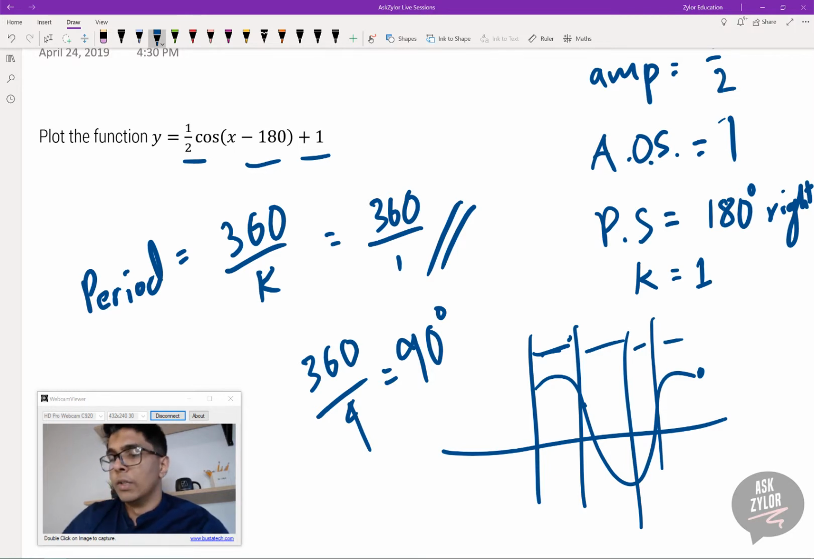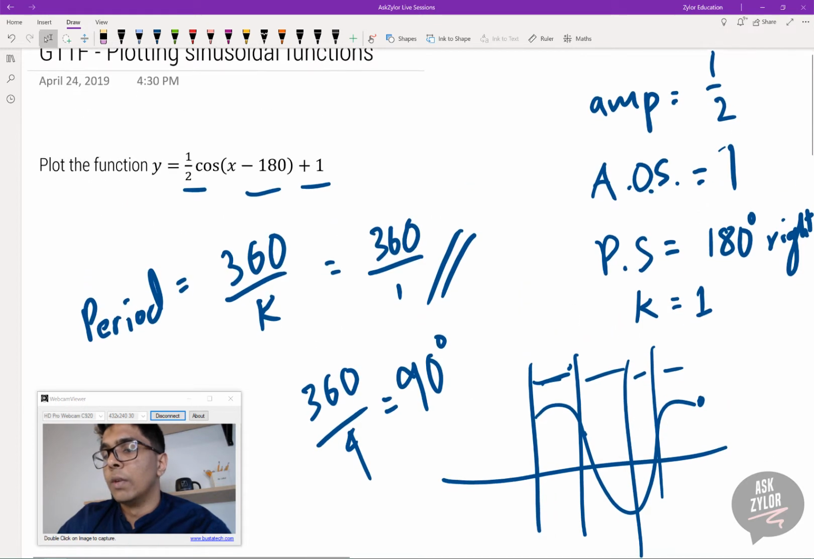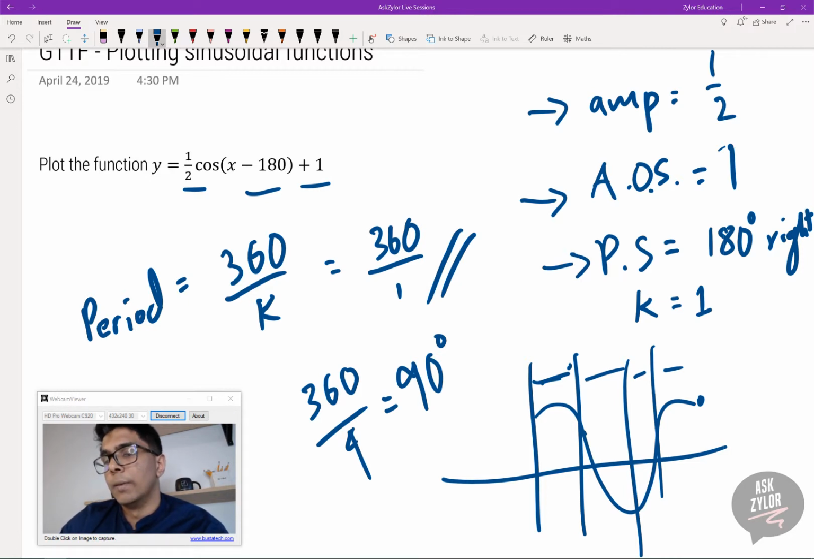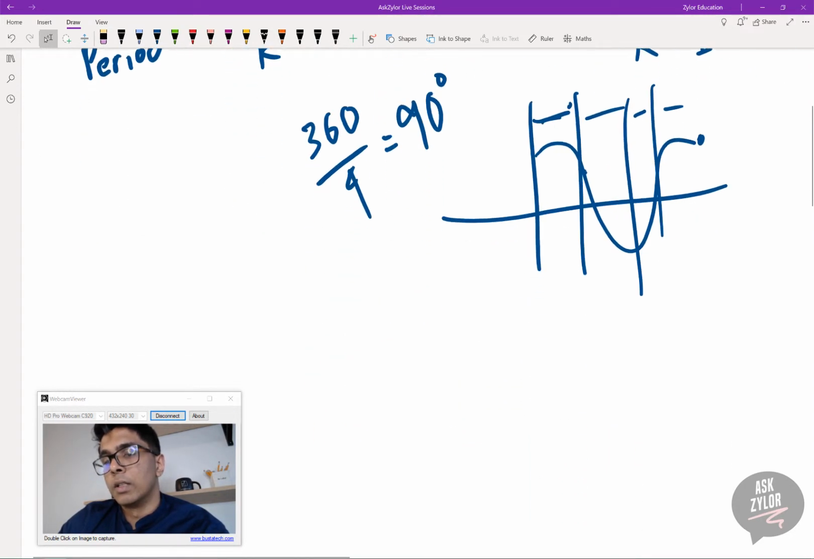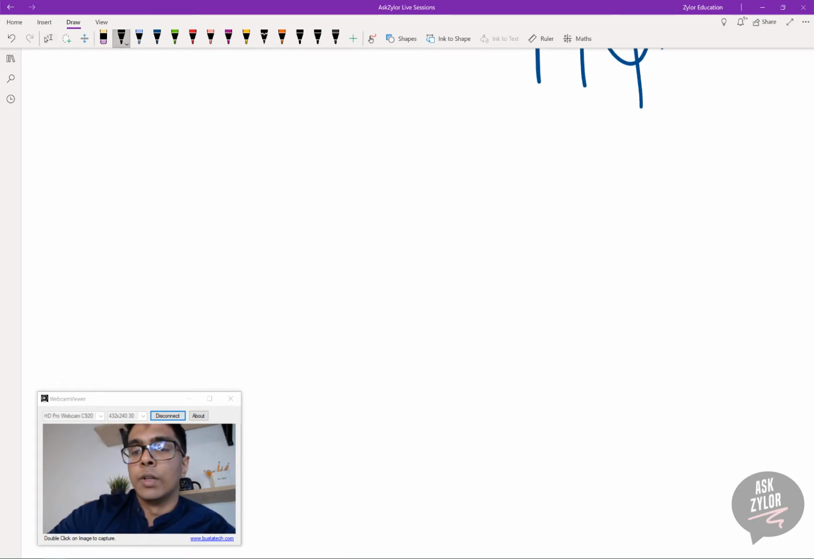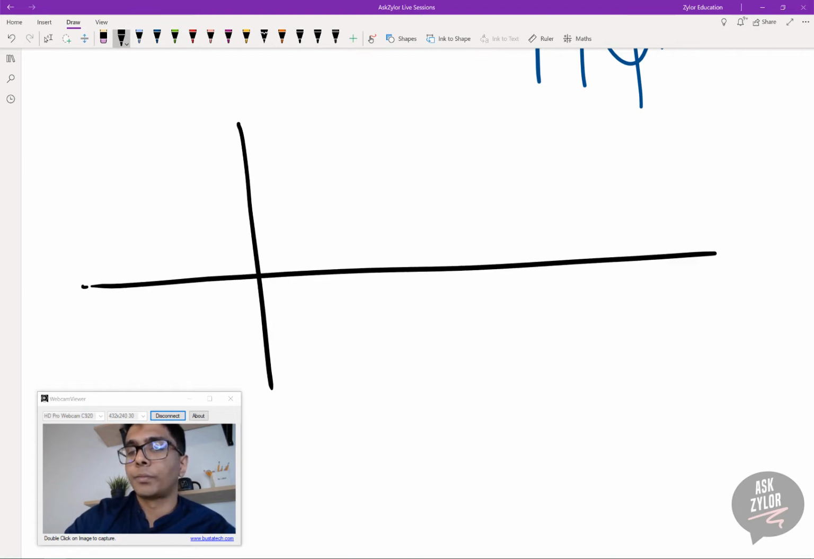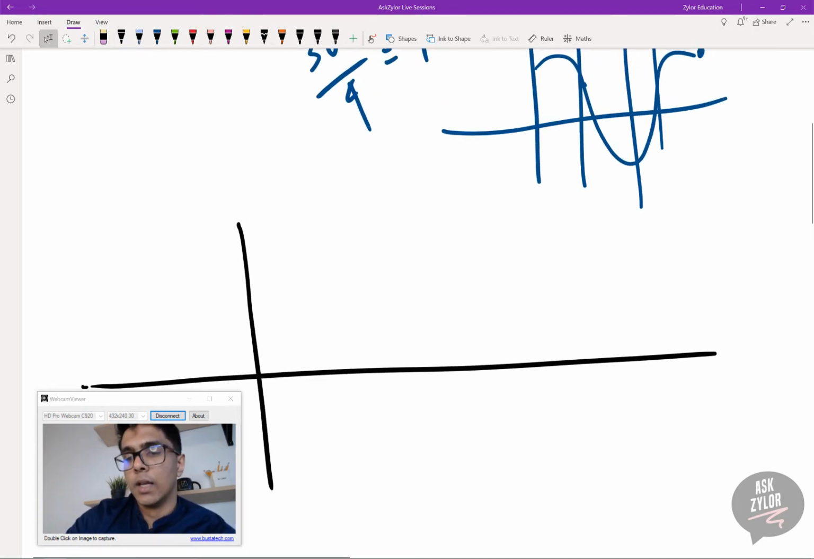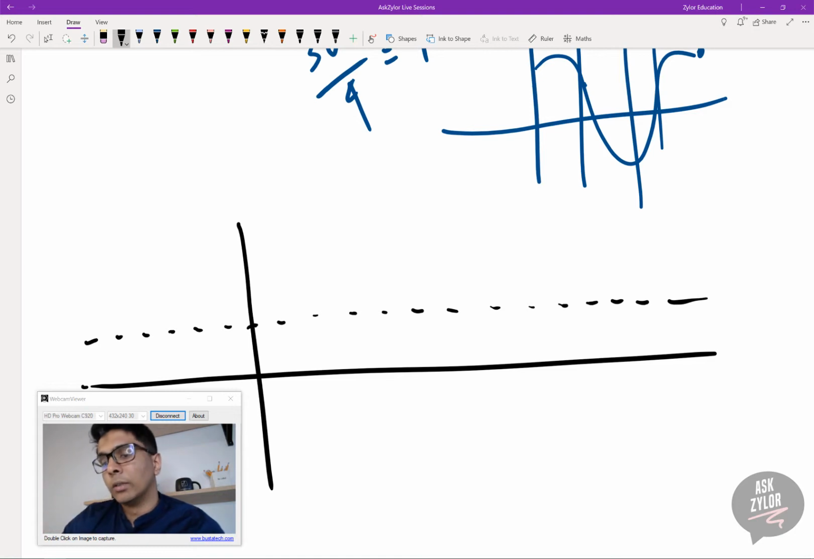So let's go ahead and draw a rough sketch for what we have. The information I have is there's an amplitude of 1 over 2, there's an axis of symmetry of 1, there's a phase shift of 180 degrees to the right, and I know my period is 360. If I were to draw this, my axis of symmetry means it's where my function is symmetrical throughout, so it's just going to go up and come back down to that value.